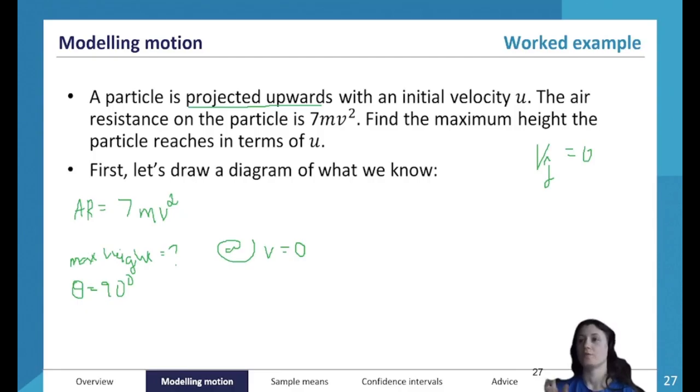But when the velocity in the j direction, or the y direction, is equal to 0, then you have the maximum height. Because our particle is projected straight upwards here, we don't need to consider that, alright? All of the velocity is already in the y direction, because it's just going straight upwards.